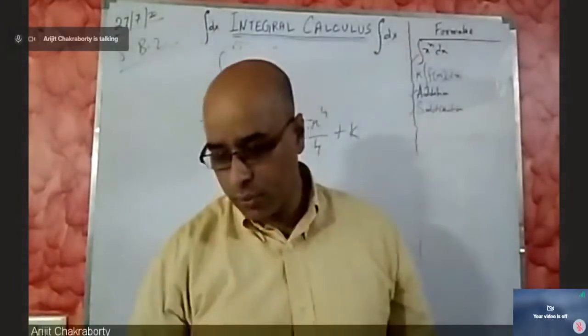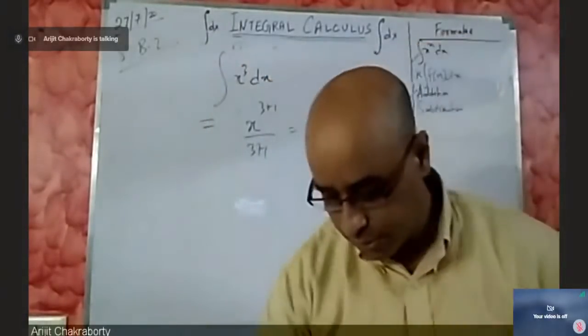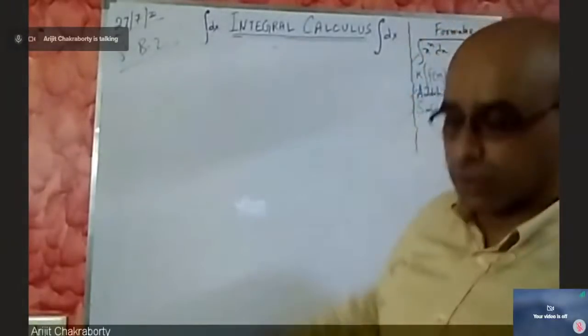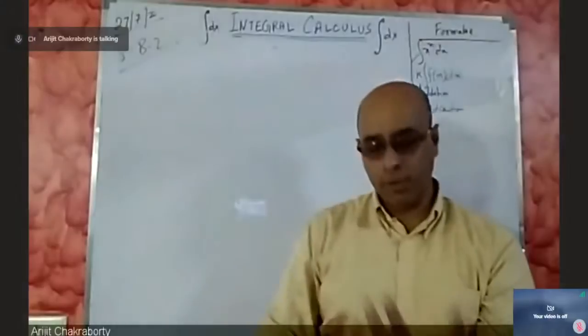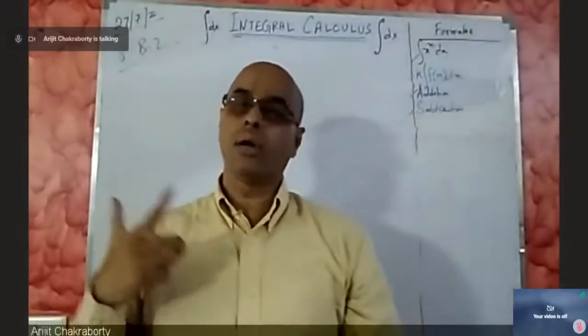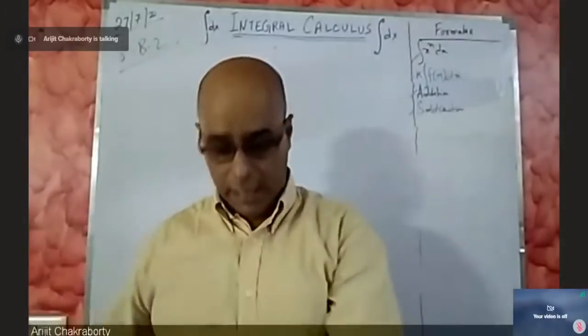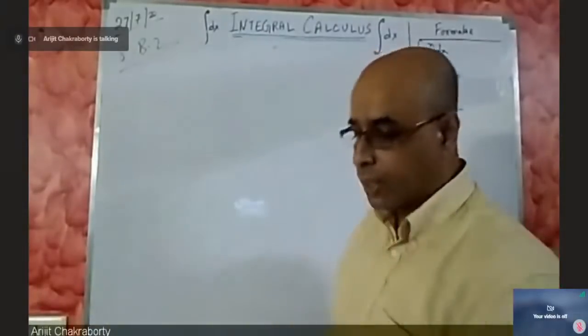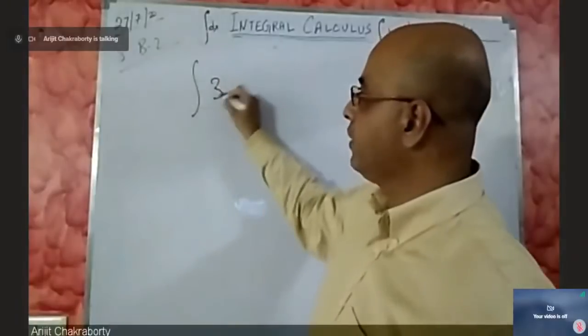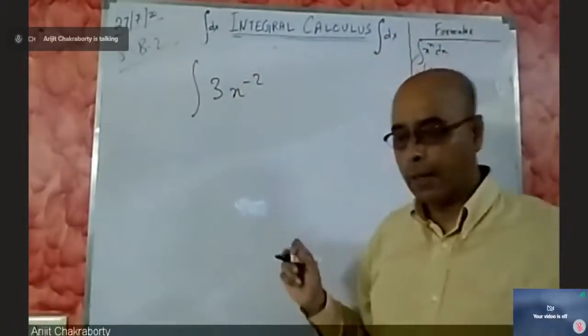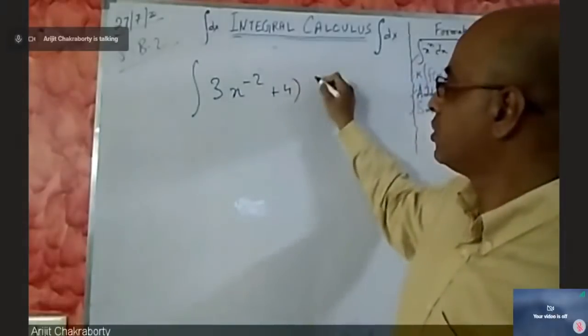Now we take another one, and this time we are using the addition rule. So we have done the power rule, the constant multiplier rule, the addition rule and the subtraction rule, and we are now dealing with different examples. So now the example is integration of 3 x to the power minus 2 plus 4 dx.